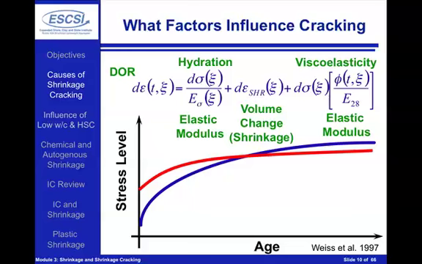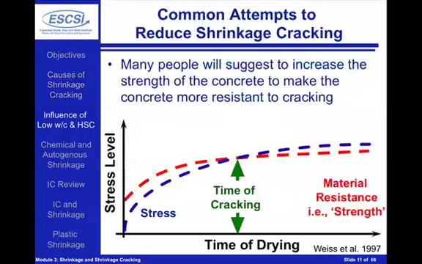Now, many people will look at this stress versus strength curve, and they'll essentially be led to think that the real issue here is that the concrete doesn't have sufficient strength, and they'll start to look at ways to increase the strength of the concrete. We're going to look at ways to look at the strength, the volume change, the modulus, the viscoelasticity, look at many parameters to try to reduce the potential. So as I mentioned before, many people are going to look at ways to increase the strength of the concrete to make the concrete more resistant to cracking.